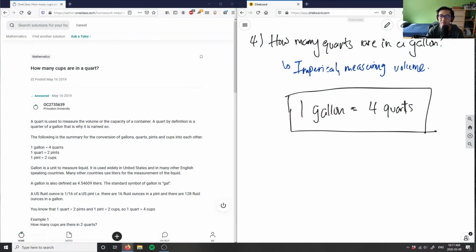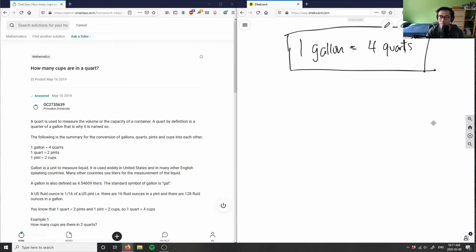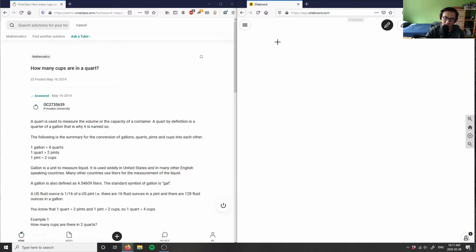Number five, how many cups in a quart? So similarly, how many cups are in a quart? So again, it's a same measurement kind of question here. How many cups are in a quart?